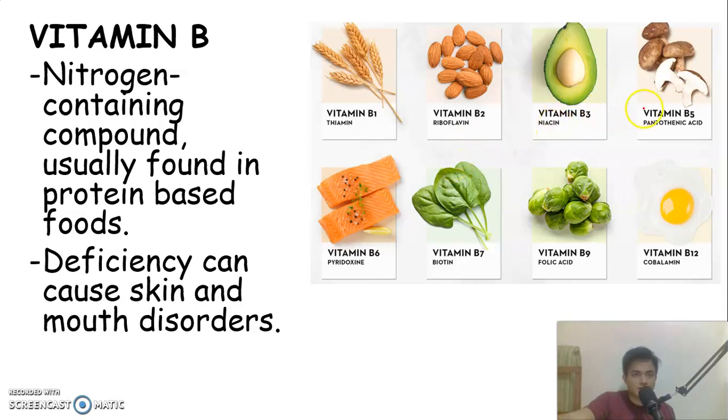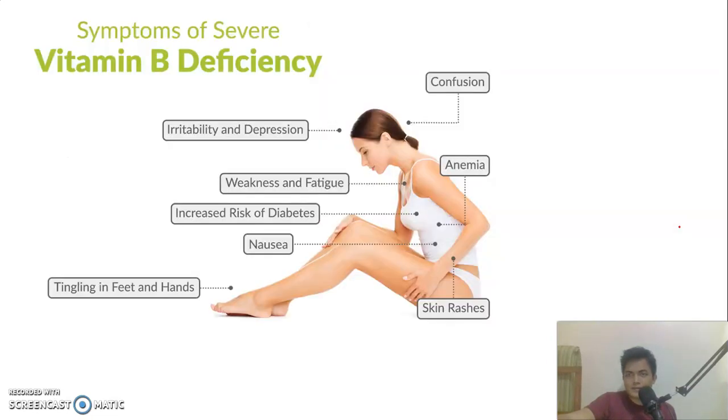So these are the sources for your vitamin B. You could get it from grain, nuts, avocado, mushroom, possibly salmon, spinach, and others. You can get it from egg. So what happens if you are missing vitamin B? You can have confusion in your head, anemia, skin rashes, nausea, diabetes, fatigue, irritability, possibly depression, and tingling of hands and feet. So, vitamin B is key.